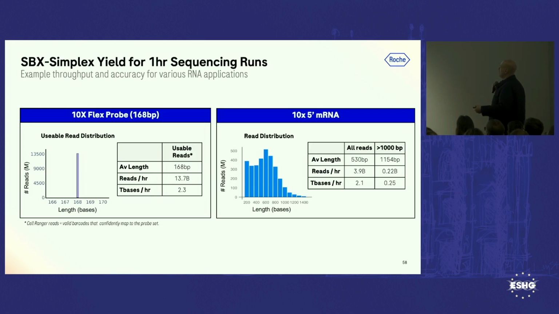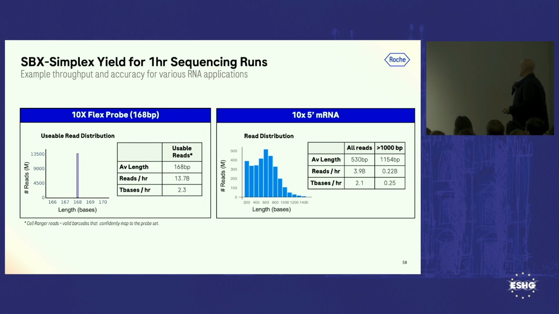And so I'll just show a summary here of a throughput summary that I showed before on the left. You get an idea of the output of 10x Flex reads in a 1-hour sequencing run of about 14 billion reads. And that's 14 billion reads that are what we call Cell Ranger valid reads, which are valid barcode, high confidence maps. So it was actually over 20 billion reads total, but we're really strict on how many we actually brought into Cell Ranger, and so about 14 billion reads in 1 hour of sequencing.